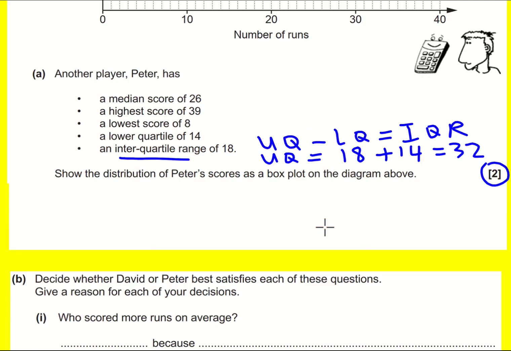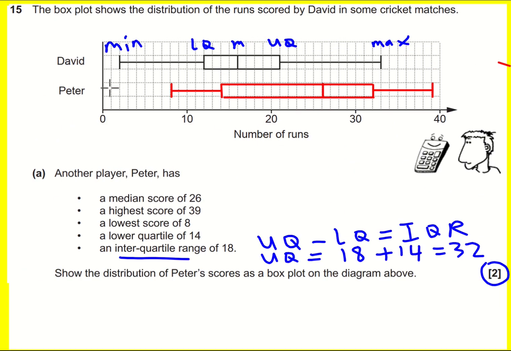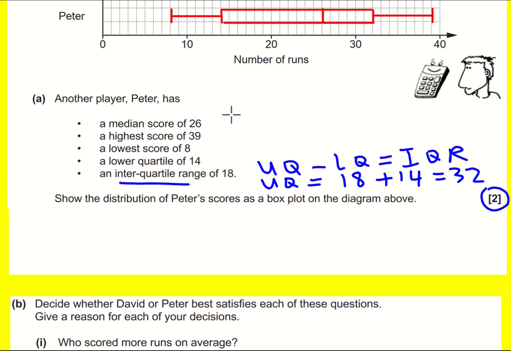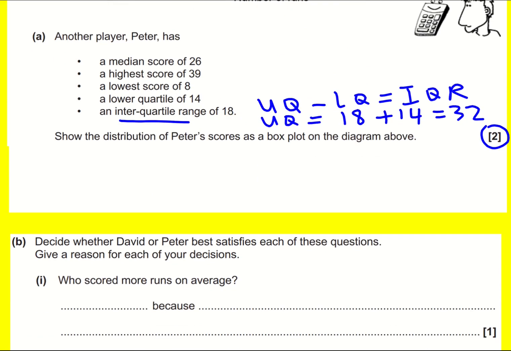Who scored more runs on average? Well, I can see that Peter's box plot's basically shifted to the right. He's got a higher maximum, a higher upper quartile, a higher median, everything is higher. And so who scored more runs on average? Peter, because, it does say on average as well, his median is higher. So I'm just going to refer to that one, is higher.